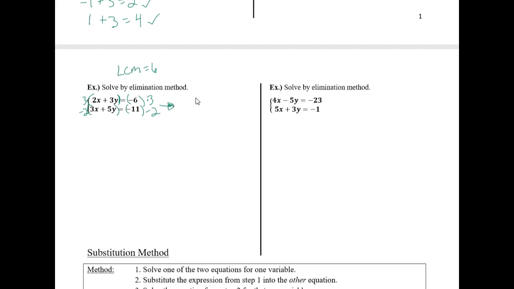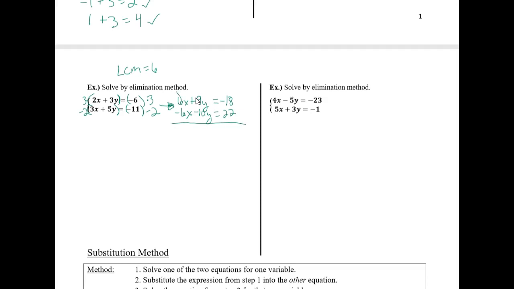3 times 2x would be 6x plus 3 times 3y would be 9y. Negative 6 times 3 would be negative 18. And in the second equation, negative 2 times 3x would be negative 6x. Negative 2 times 5y would be negative 10y. And negative 2 times negative 11 would be positive 22.